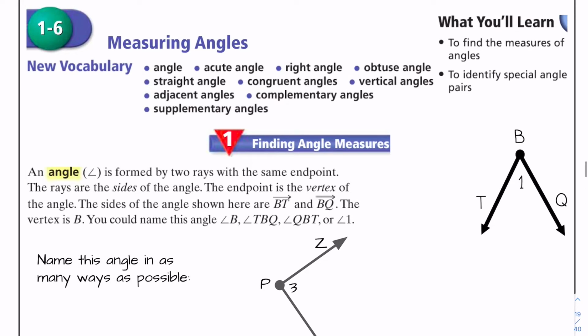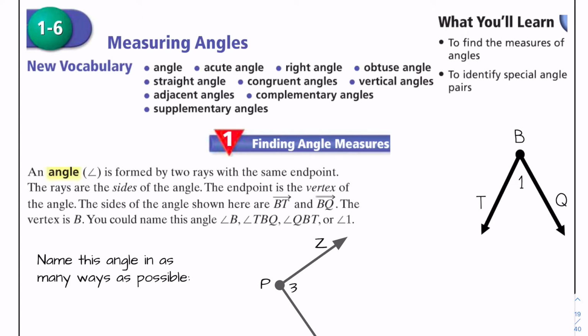In 1-6, we're going to be learning about angles and their measure, not only that, but how to name them. So here's some of the topics. We're going to focus on acute, right, obtuse, and straight, so we're going to define them. Congruent angles, vertical angles, adjacent angles, complementary angles, and supplementary angles. All of those are special angle pairs.